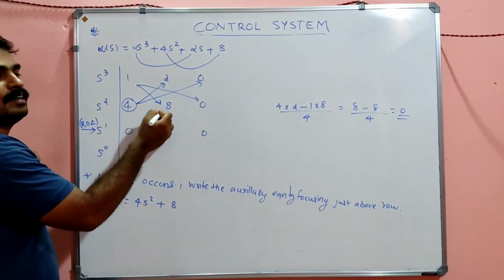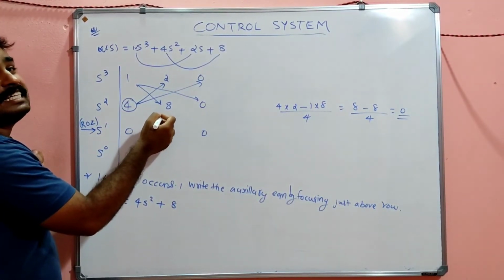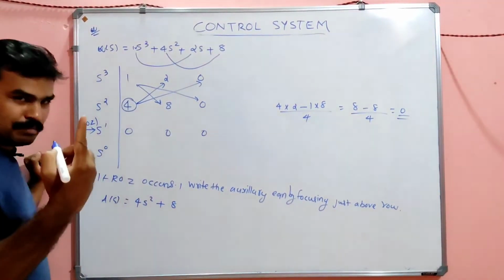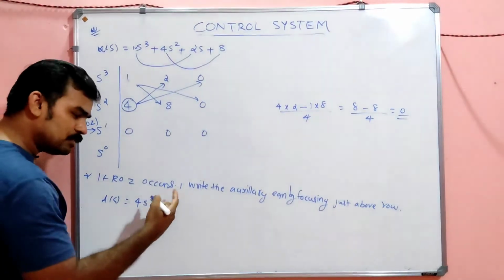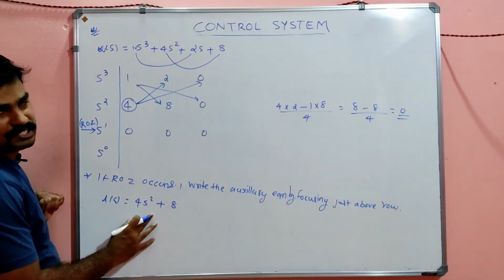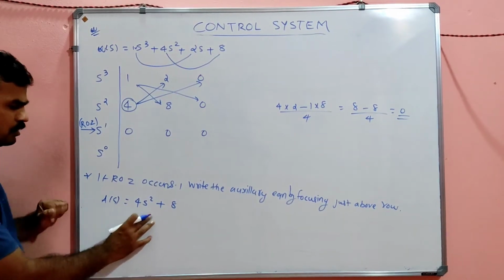So 4s square, not plus 8s, but 8s raised to 0. S raised to 0 is nothing but, my dear, 1. S raised to 0 is nothing but 1. So this will be the auxiliary equation. This will be the auxiliary equation.